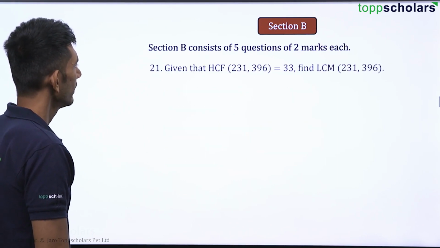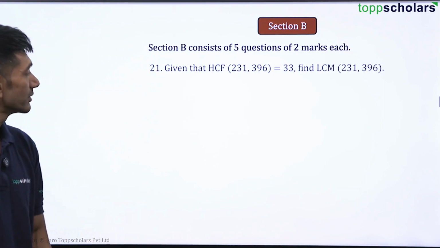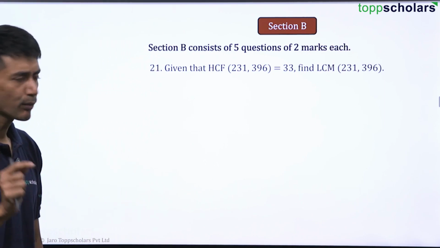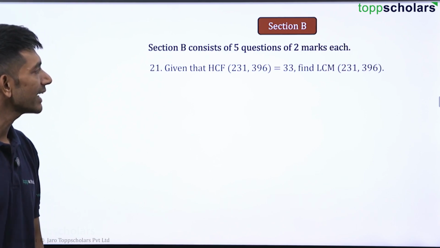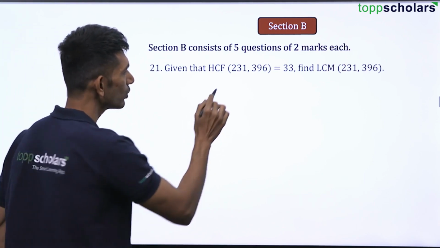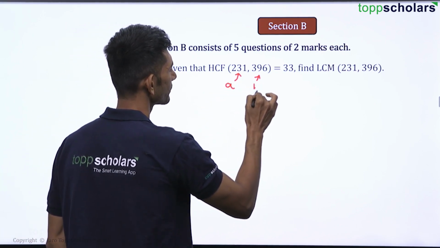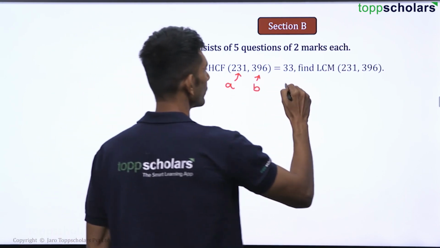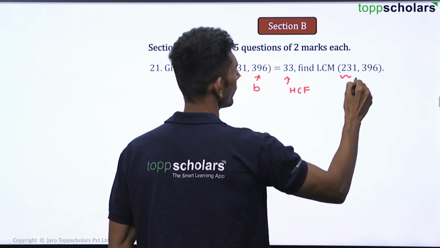Perfect. The next question: we have one more question on real numbers. So real numbers, you can expect small questions here. It is given that the HCF of 231 and 396 is 33. So there are 2 numbers. Suppose this is A, this is B. HCF is given. Then we are supposed to find out the LCM.